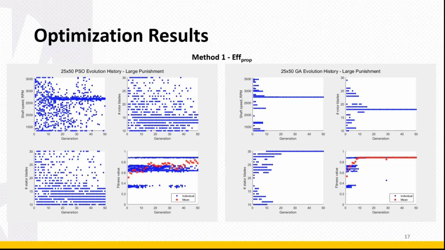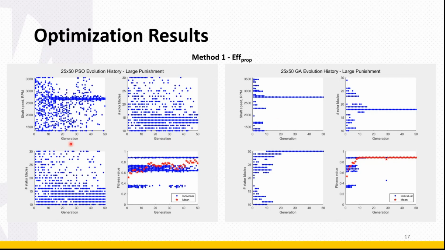One of the general trends that we can observe is that the PSO tends to look a bit messier than the genetic algorithm. We can see here in the top left is the shaft speed. Then we have the number of stator blades, the number of rotor blades, and this bottom right corner is the fitness value. And then the red stars represent the mean fitness value for the entire population at that generation.